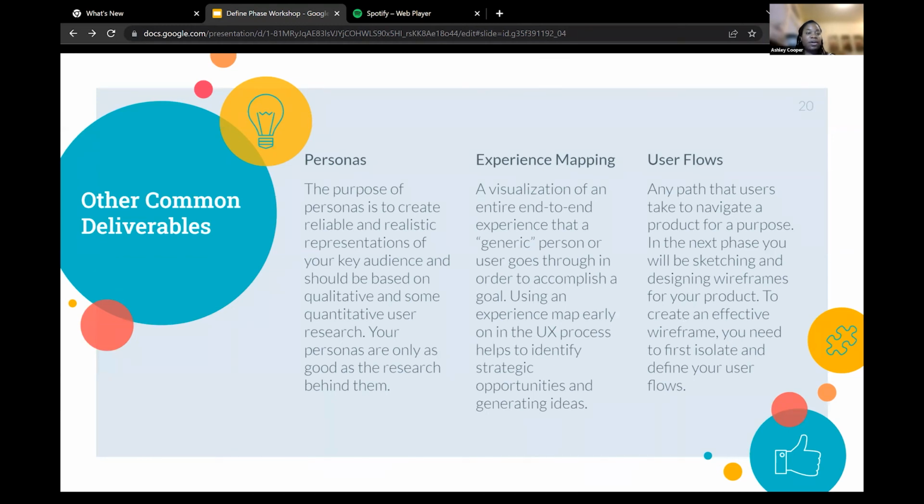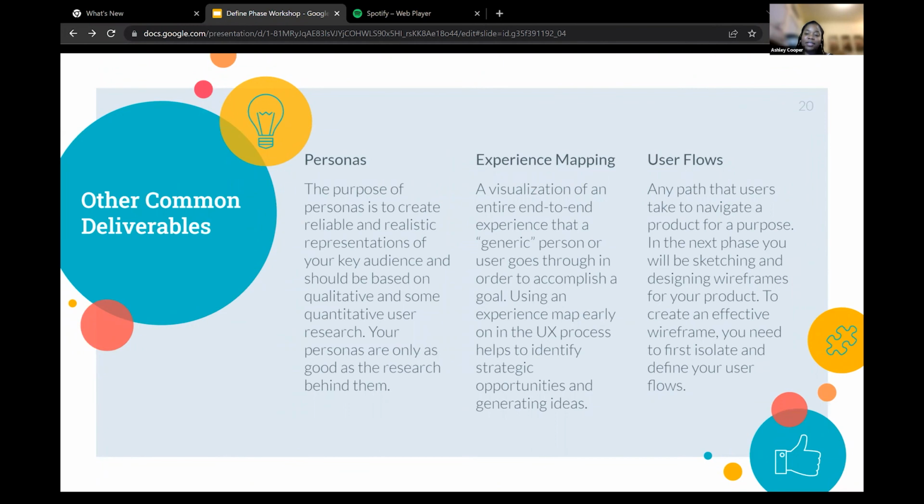So other common deliverables, I could think of the top 3 in my head would be personas. And the purpose of a persona is to create a reliable and realistic representation of your key audience. And it should be based on qualitative and some quantitative user research. Your personas are only as good as your research behind them.